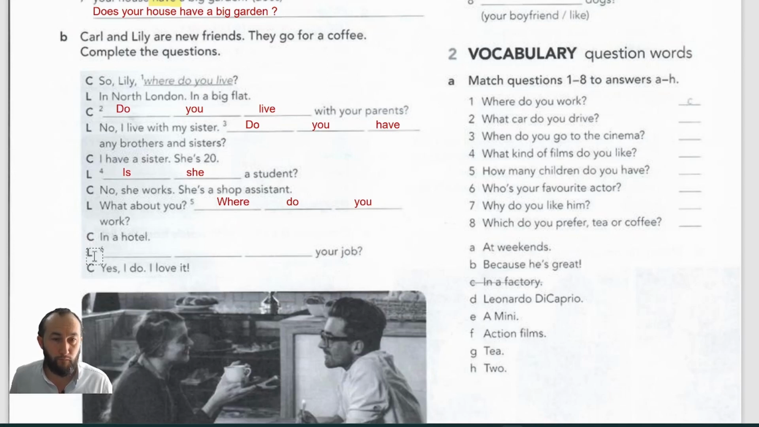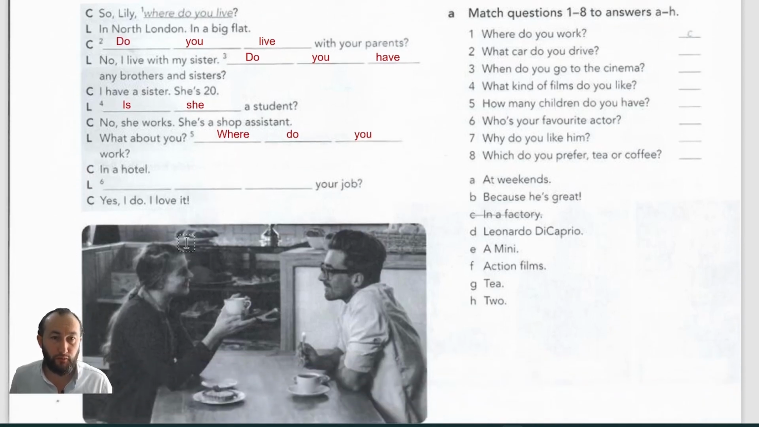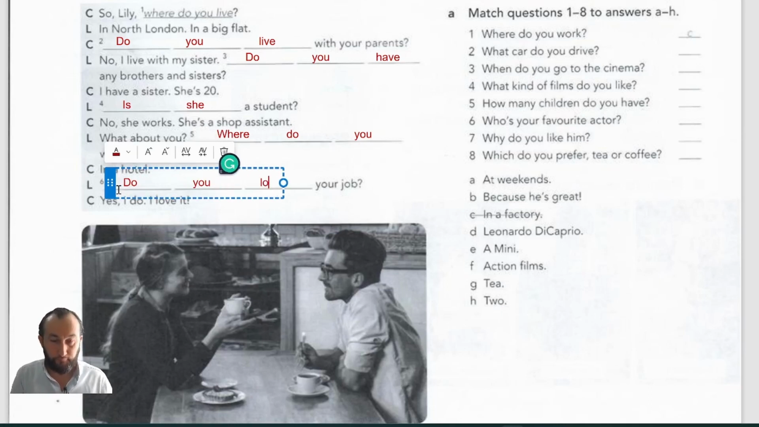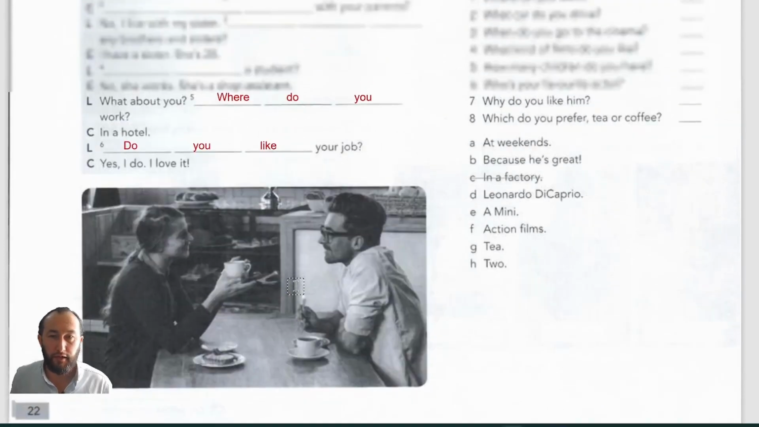And then obviously girls ask a lot of questions, right? So here like, blah, blah, blah, your job? Yes, I do. I love it. So, yes, I do. That means the question starts with do, right? So, do, and obviously she's asking from Carl. So, do you love? Or we can say, do you like? Do you like your job? Yes, I do. I love it. And that's it. So, we've done it, guys, yeah?